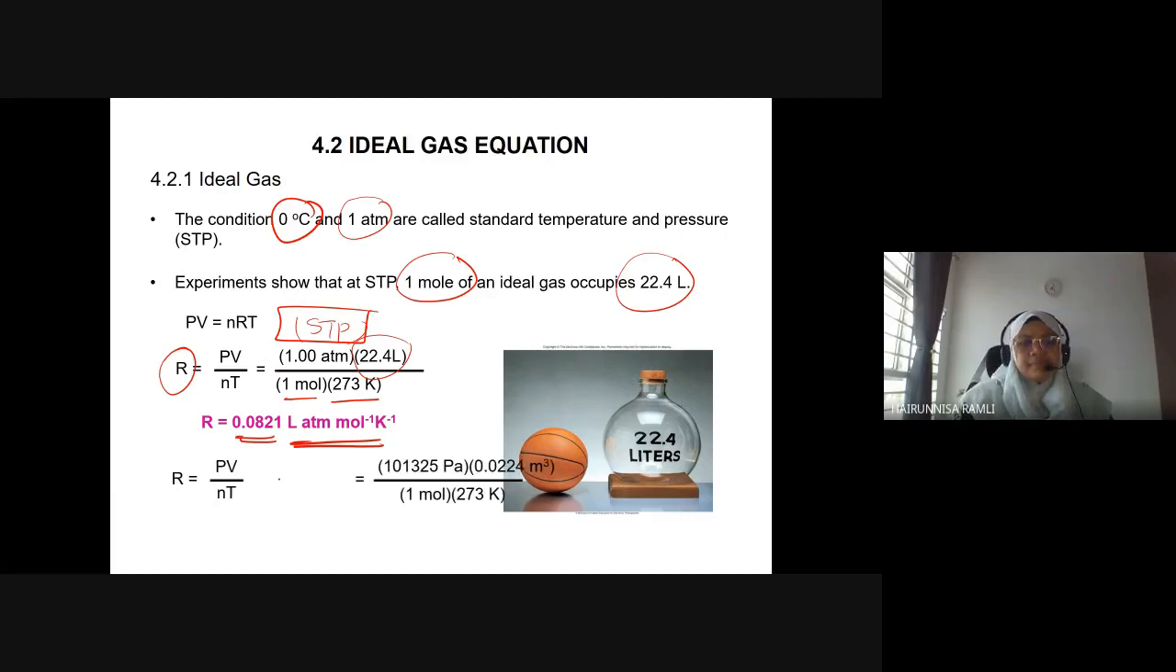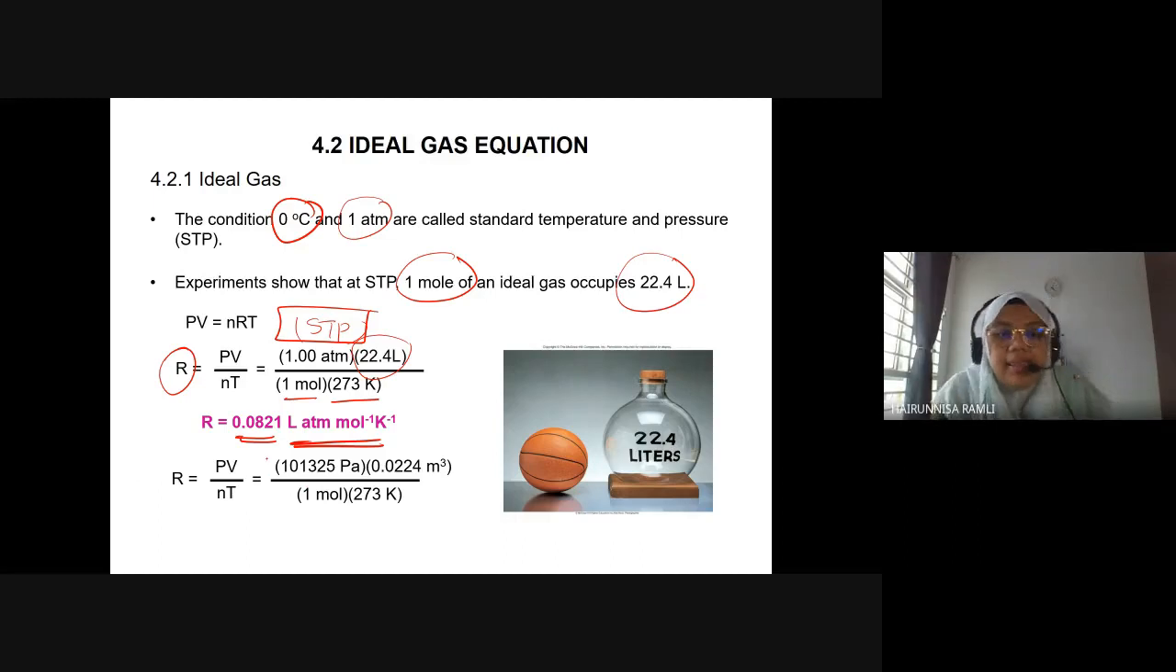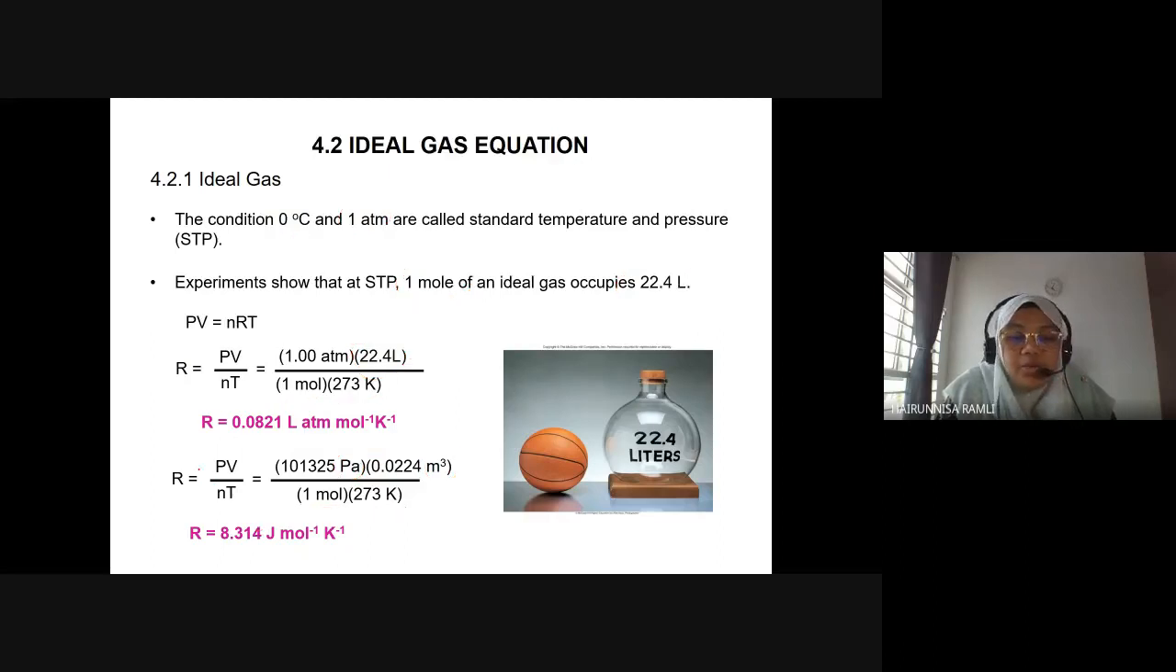So another R. Okay, ni lain sikit. Basically, the pressure using Pascal and the volume is using meter cube and mole tetap sama, STP kan? 273. So pressure this one is actually 101325 Pa, yang you dah convert jadi Pascal and meter cube yang you dah convert daripada 22.4 liter jadi meter cube. Basically, that's why kita ajar awak conversion unit awal-awal tadi. So you convert ni, then you akan dapat 8.314. Kalau you tengok kat sini 8.314, tapi unit dia adalah joule per mole Kelvin.